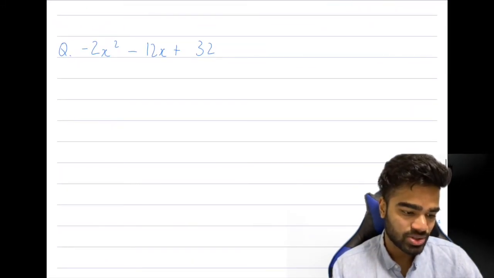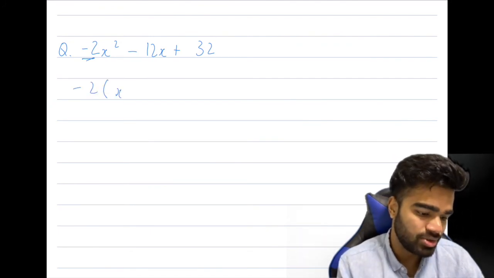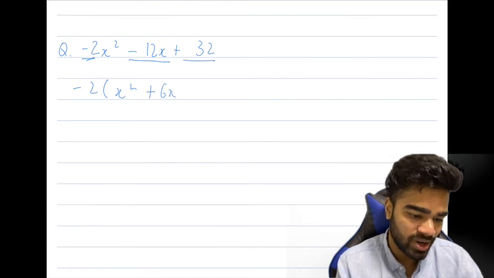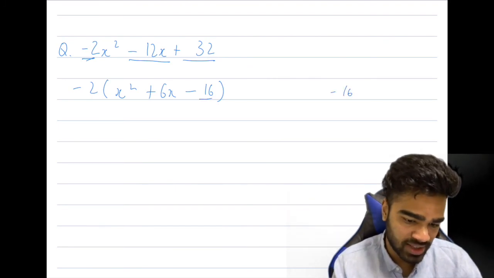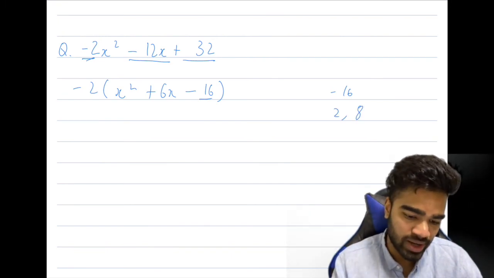Okay, do this question. I'll do it very quickly. So this time we have to take a negative number out. So let's take negative 2 out, x squared. And what's this divided by negative 2 is plus 6x. This divided by negative 2 is minus 16, right? So same thing, negative 16. Factors of negative 16 that add to 6. Okay, I'll tell you straight away. This is how I do it straight away. It's 2 and 8, right?